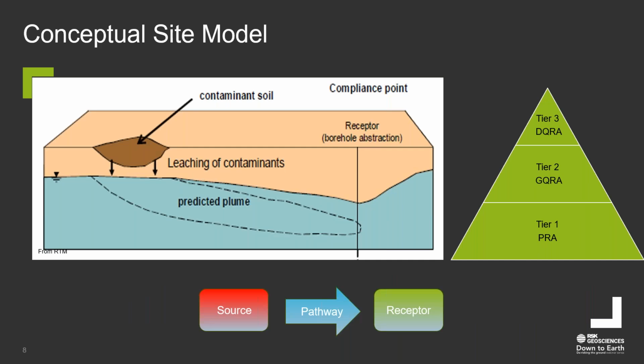Just to quickly remind you, a contaminant linkage, as shown at the bottom of the slide, is the relationship between the source, pathway, and receptor. All three components of source, pathway, and receptor need to be interconnected or linked to have a complete contaminant linkage. If they are not connected or not linked, then there's no risk. If there's no risk, we don't have to do the remediation.